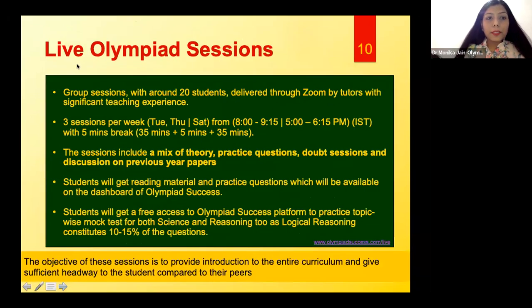So as far as the classes go, these are going to be group sessions with batch size of around 20 students delivered through Zoom by seasoned tutors. You've already met your mentor. And you get 3 sessions per week on Tuesdays, Thursdays, and Saturdays. Timing will be 8 to 9:15, 5 to 6:15. So you have a choice.